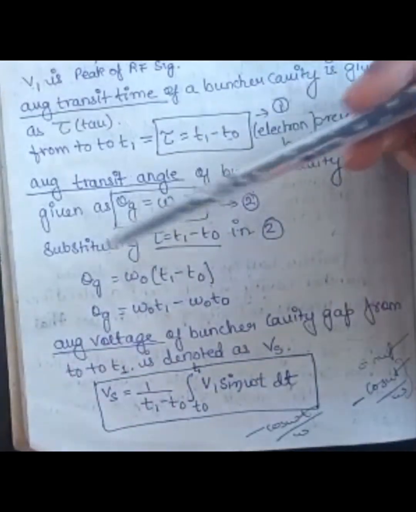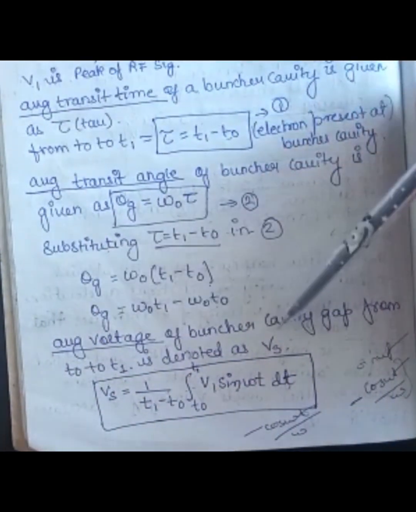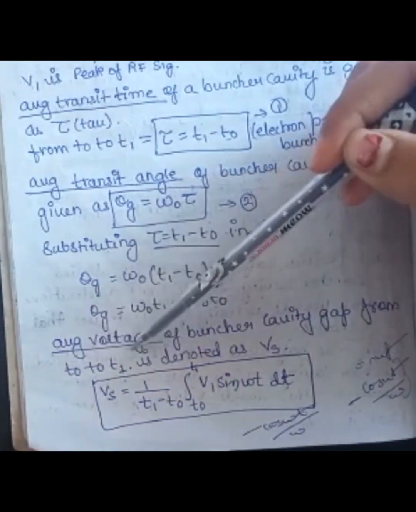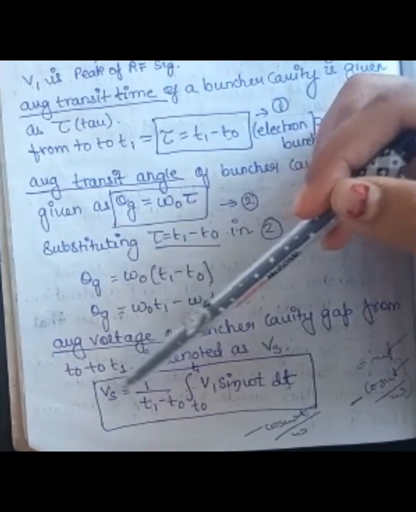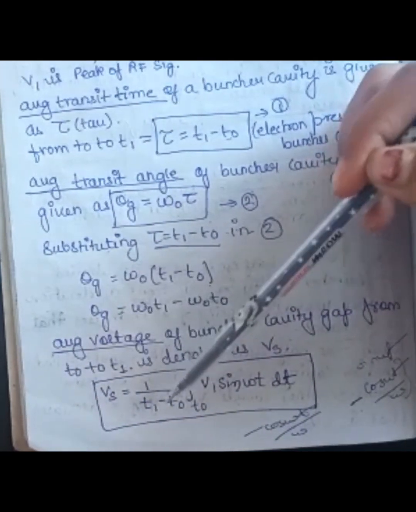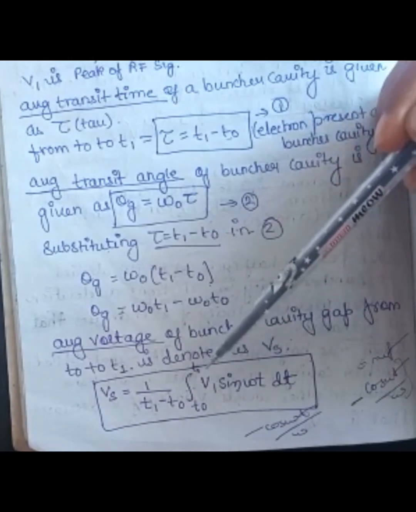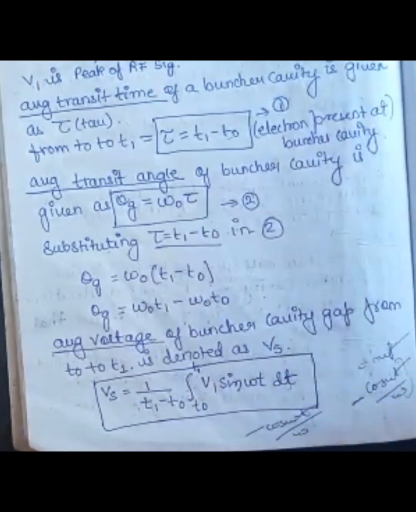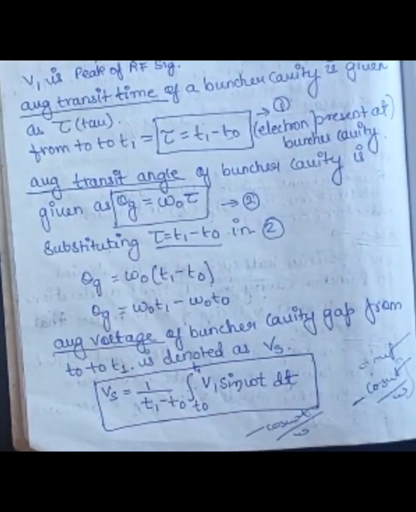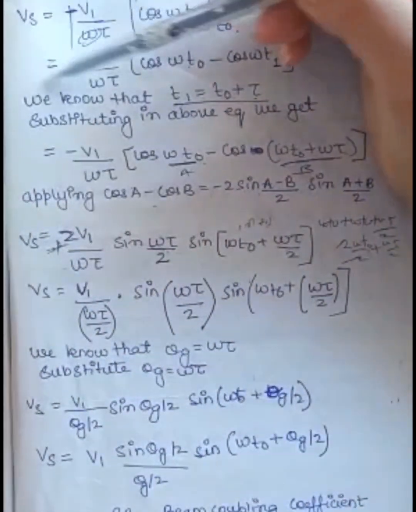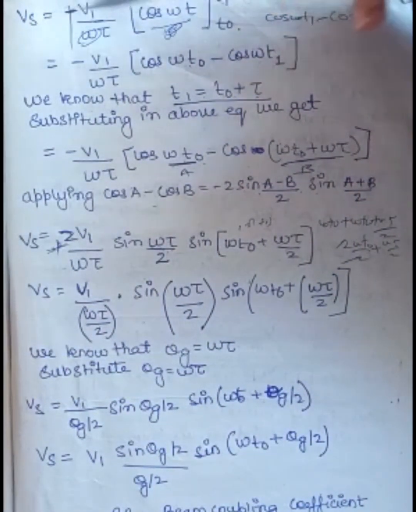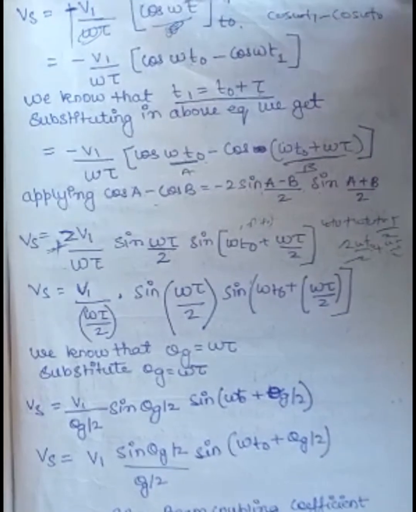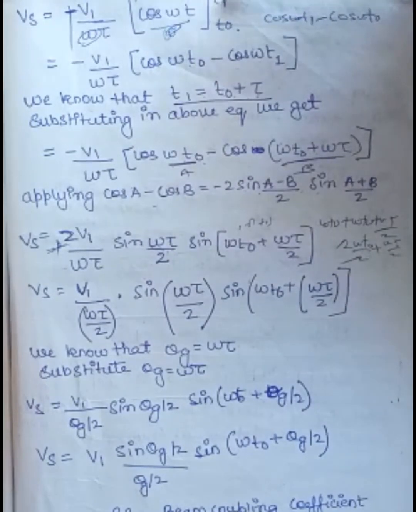The next step would be to find the average voltage of the buncher cavity gap from T0 to T1, and this average voltage is denoted with Vs. Vs can be represented as 1 upon T1 minus T0 integration of T0 to T1 of V1 sin omega t dt. Here we have to perform the integration. So after performing the integration, we would get Vs is equal to minus V1 upon omega tau of cos omega t from T0 to T1.